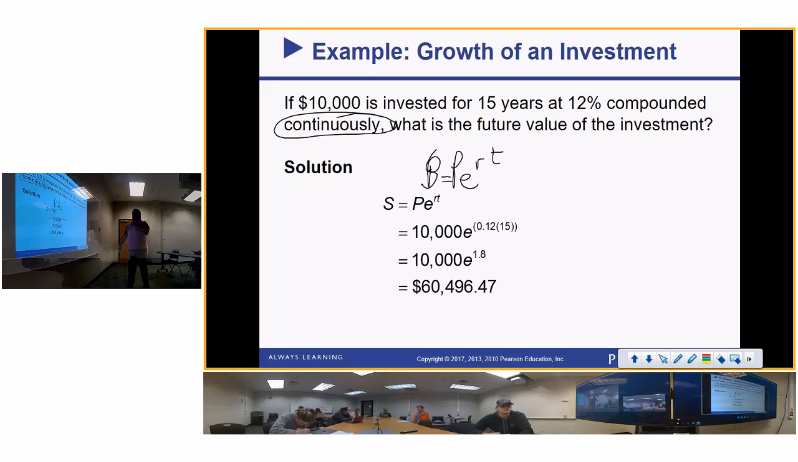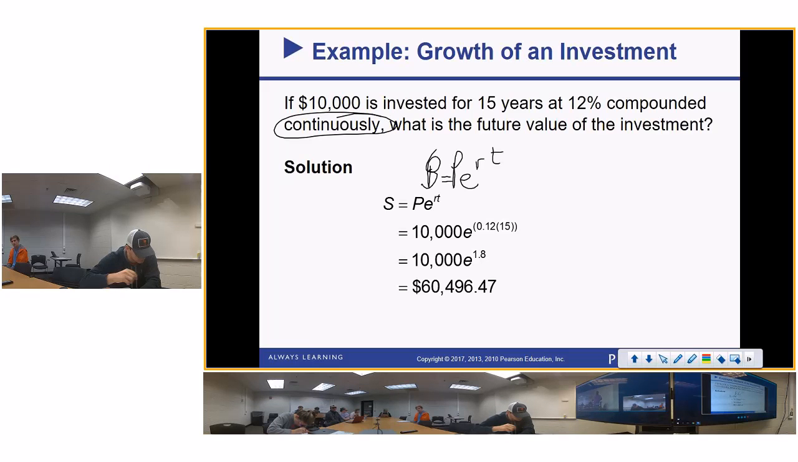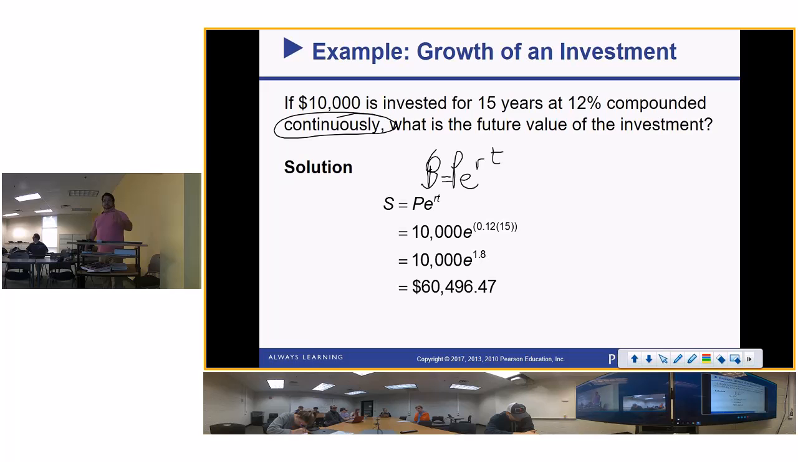Now, some of you, hopefully you know where E is. Somebody tell me where E is. It's above your logarithm, I believe. Second is an LOG. So make sure you can type in 10,000 E to the 1.8.